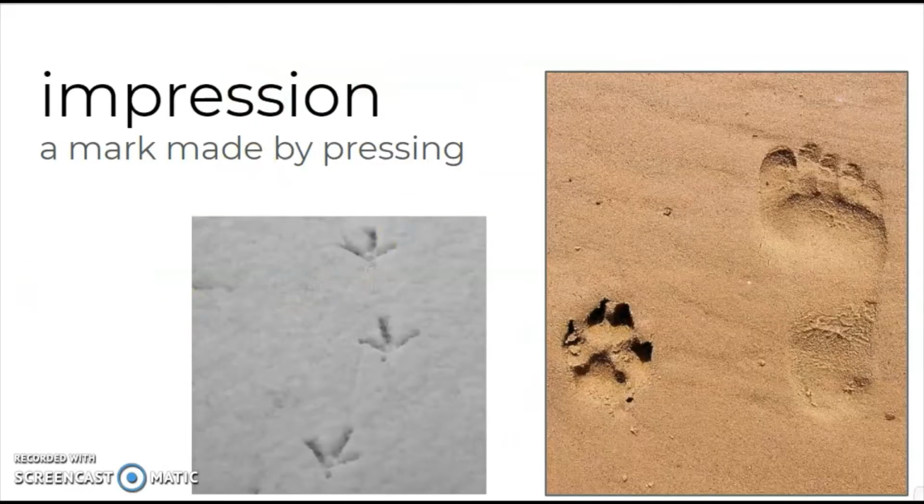If you take a look here, I brought to you two pictures. I also gave to you the definition of what an impression is. An impression is a mark made by pressing. In this photo here, the first thing I noticed, or my first observation, is that there are 3 impressions. 1, 2, 3. My second observation is that the background is kind of white and fluffy. Those are my 2 noticings.